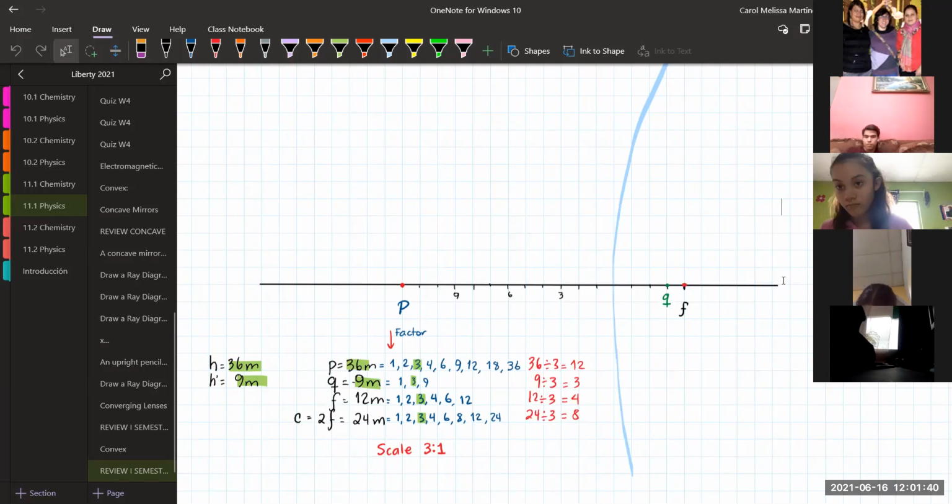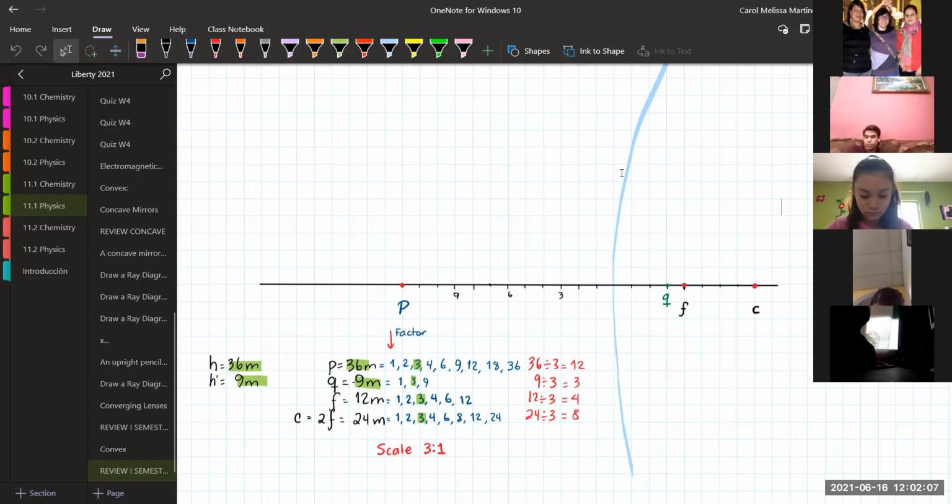And the other point that we need to put in the sketch is C. C is located 8 units apart. So this is 4, 5, 6, 7, 8. At this point, I will locate my center, my radius of curvature. So this is my other important point.